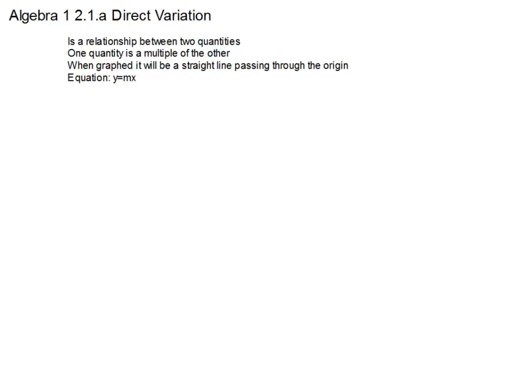The equation for direct variation would be y equals mx, where m is the constant that would be multiplied by x. In a direct variation, y will vary directly with x. So if x increases, y will increase. If x decreases, y will decrease.